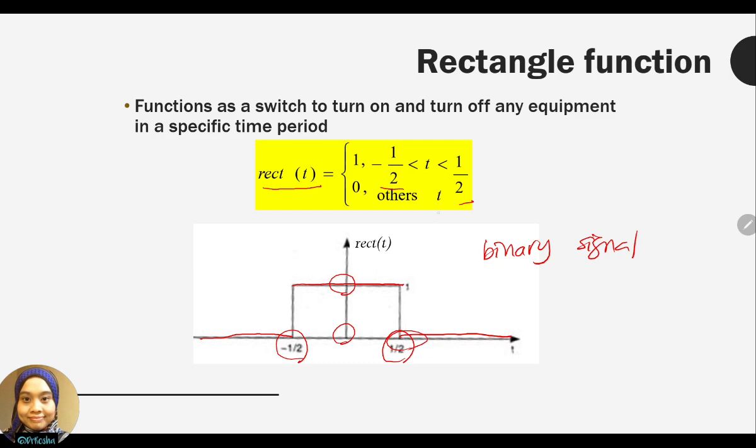Right, so we can put t less than negative half or t more than half here. Alright, but you also can use other notations. Okay, it can be understood as well.